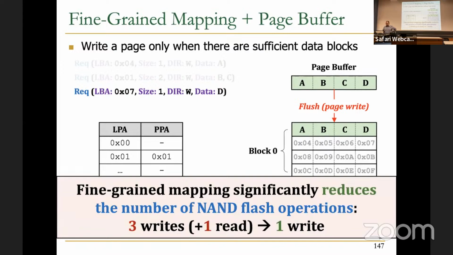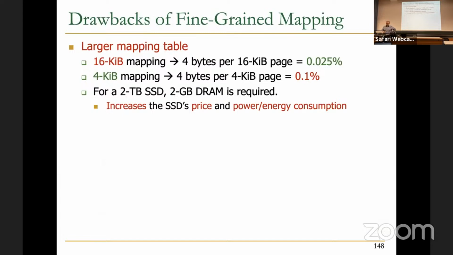So fine-grained mapping significantly reduces the number of NAND flash operations. You can see that the 3 writes plus 1 read that we had in the previous example are now only 1 write. But of course, it causes a larger mapping table. Now you need to keep a mapping for every 4 kilobytes, meaning that we need 4 bytes per 4 kilobyte page, and that 0.1% is coming from here.